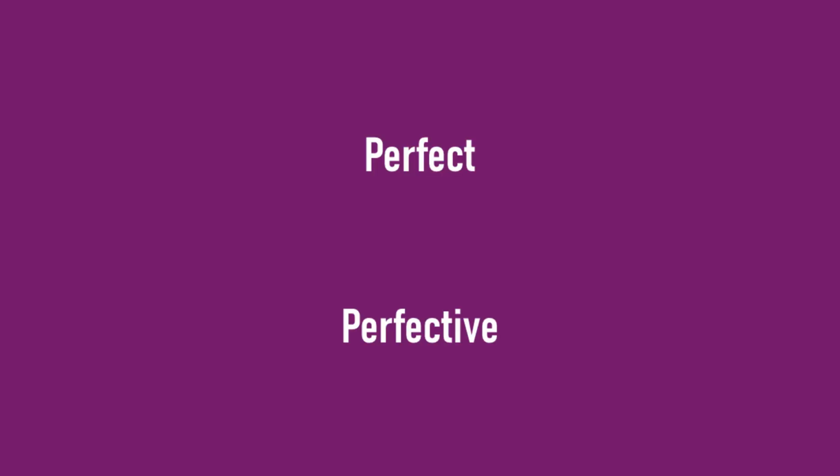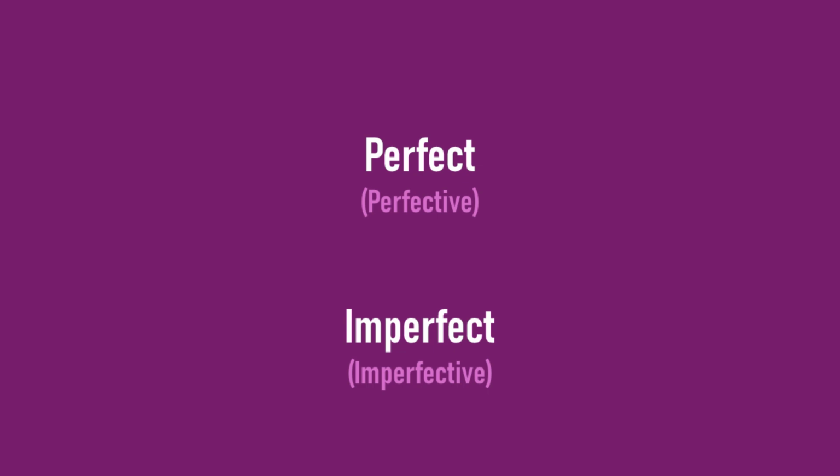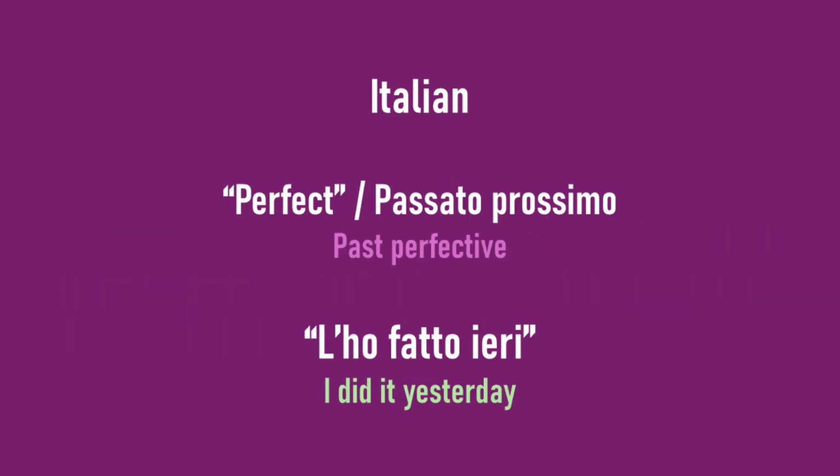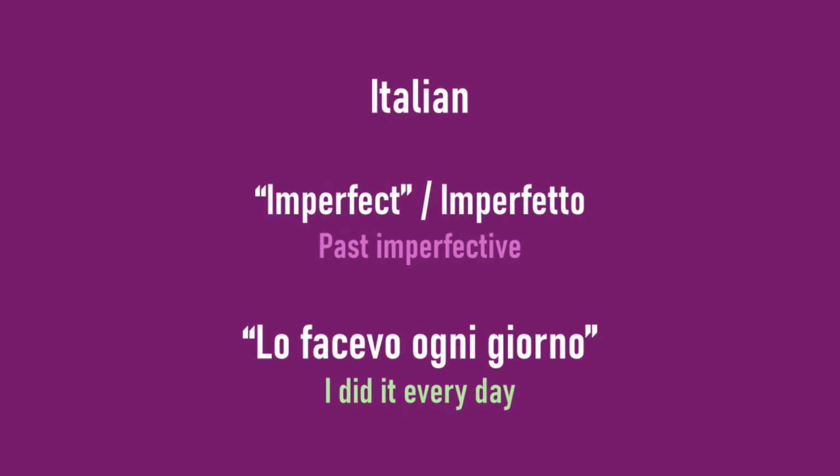These terms are in fact so similar that in some languages, the terms perfect and imperfect are used to refer to the perfective and the imperfective. I found this when I was learning Italian at uni. The past perfective is called the perfect in English, or passato prossimo in Italian, while the past imperfective is called the imperfect, or imperfetto in Italian.